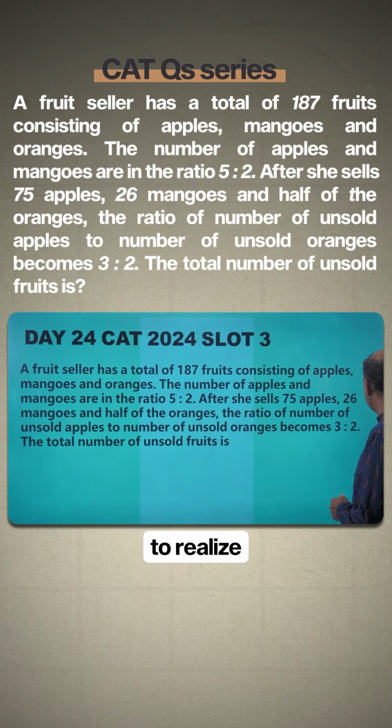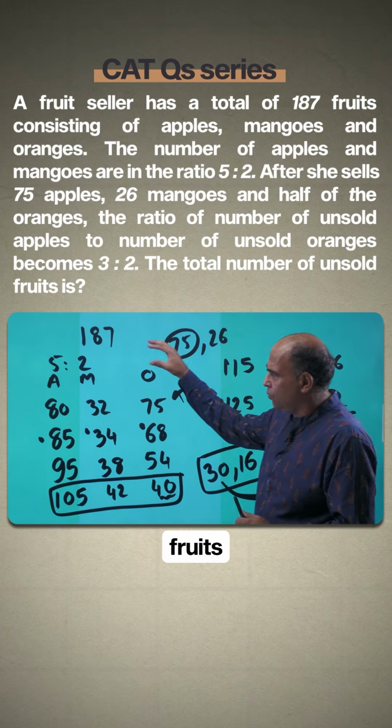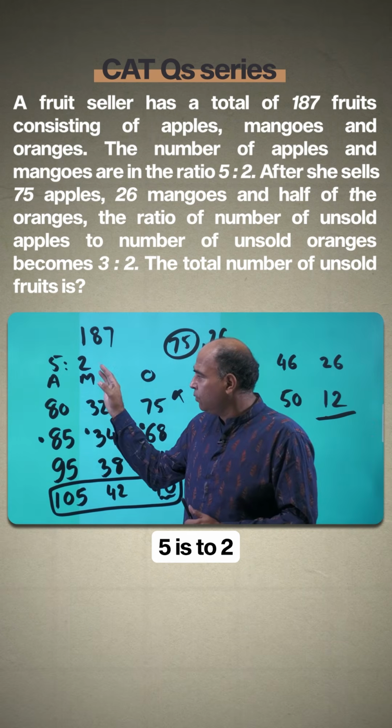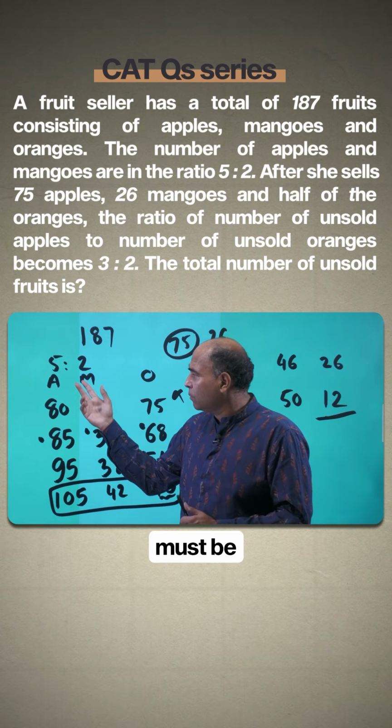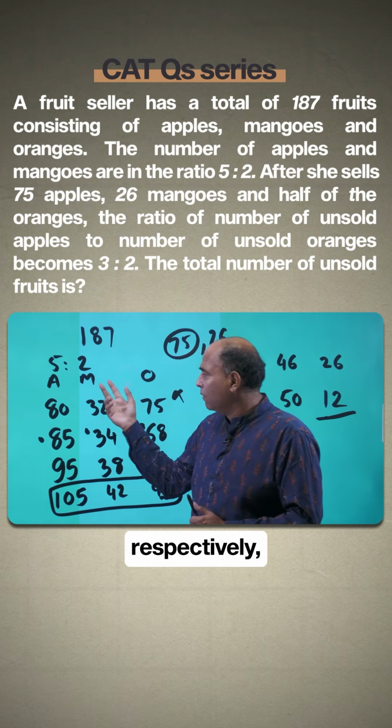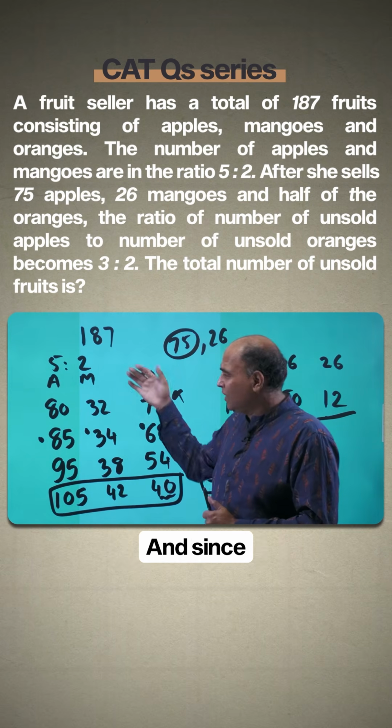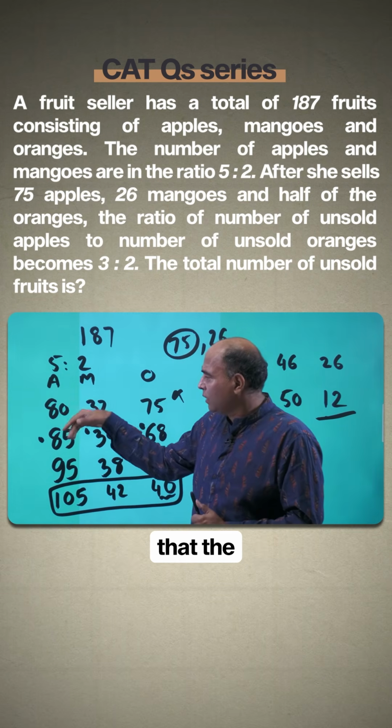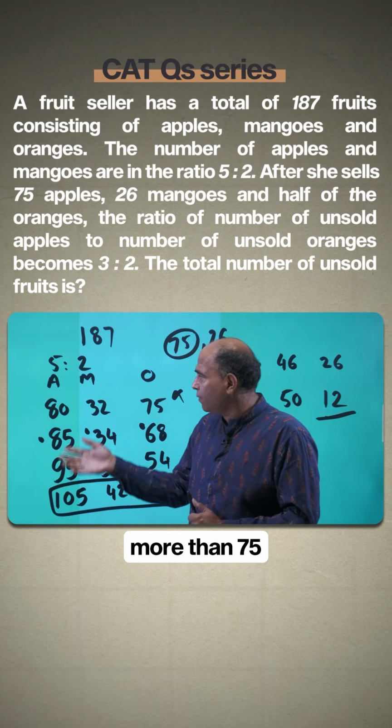So the first thing we realize in this question is that since there are 187 fruits, and apples to mangoes are 5:2, it means that the number of apples and the number of mangoes must be multiples of 5 and 2 respectively, and the remaining will be oranges. And since she's selling 75 apples, it means that the number of apples must be more than 75 to start with.